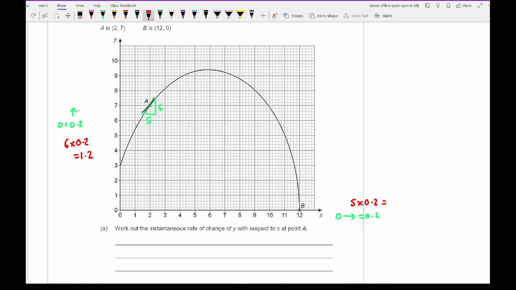Then all I need to do is use these numbers to work out the gradient. So the gradient at A, in other words the rate of change, or rate of increase even, because it's going up, is 1.2 divided by 1, which is 1.2. The units aren't mentioned, so I just leave it as 1.2.